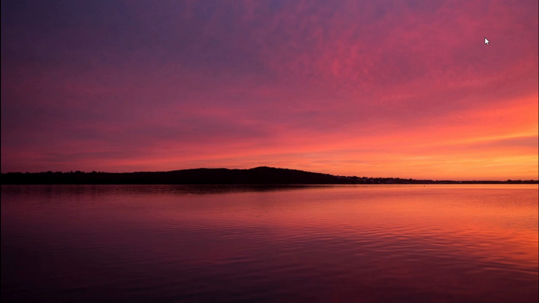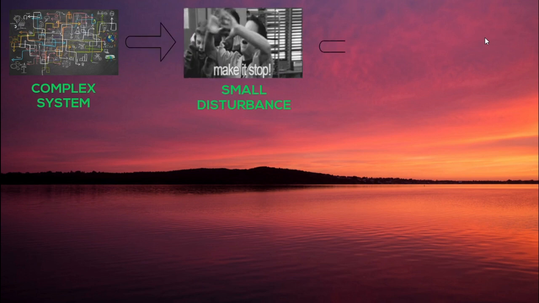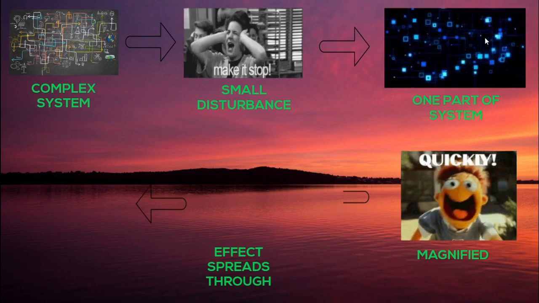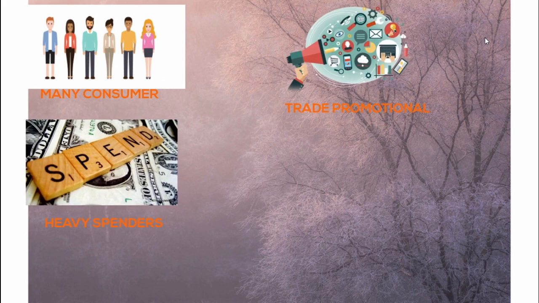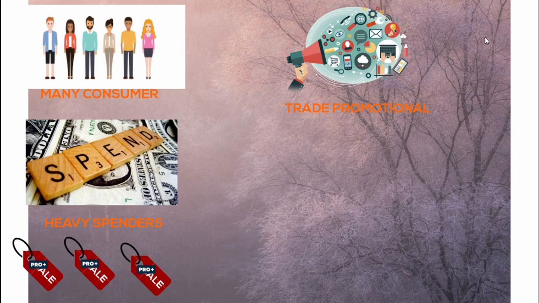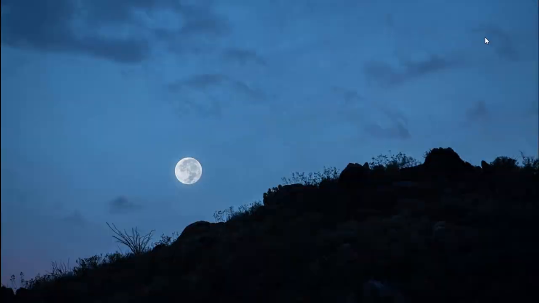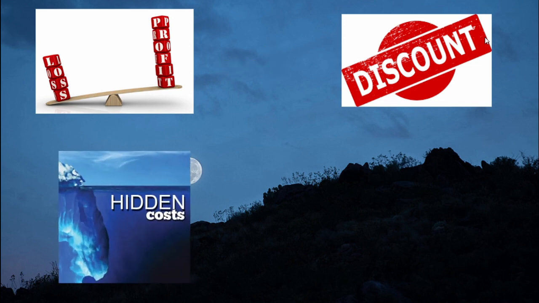What becomes apparent from this modeling of complex systems is that small disturbances in one part of the system can very quickly become magnified as the effect spreads through the pipeline. Many consumer product companies that are heavy spenders on trade promotions, for example special discounts and incentives, do not realize what the true costs of such activities are. In the first instance, there is the loss of profit through the discount itself, and then there is the hidden cost of the disturbance to the logistics system.